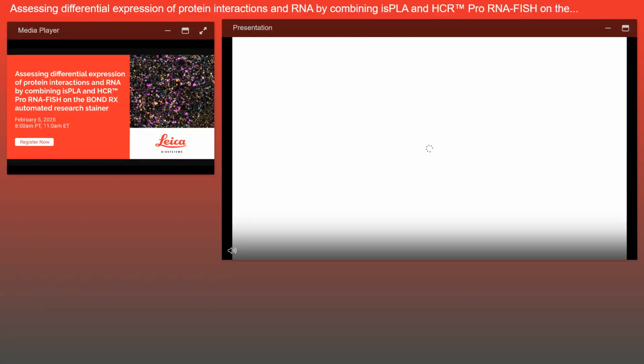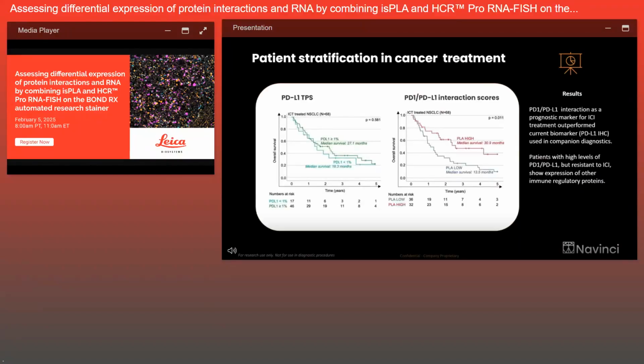What they found was that the PD-1, PD-L1 PLA interaction is indeed a predictive biomarker of immune checkpoint therapy success in non-small cell lung cancer. So high levels of PD-1, PD-L1 interaction was associated with improved survival post-immune checkpoint therapy. Also, using a Cox regression model, including histology, stage, sex, and smoking history, the PD-1, PD-L1 interaction signal was the only variable that was associated with survival.